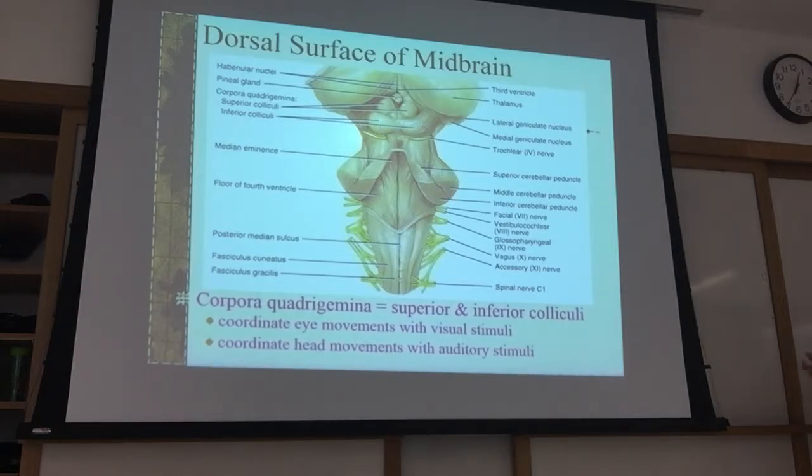They're responsible for allowing you to turn towards something that you hear or turn towards something that you see. So if I see someone coming in the door at the corner of my eye, I'm going to turn towards that. That's because of the corpora quadrigemina. Or if I hear something on the other side of the room, I'm going to turn towards that. It's because of the corpora quadrigemina.